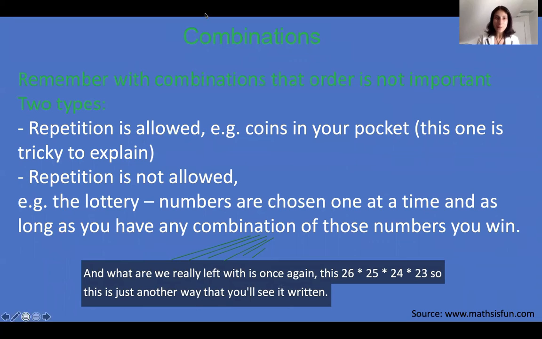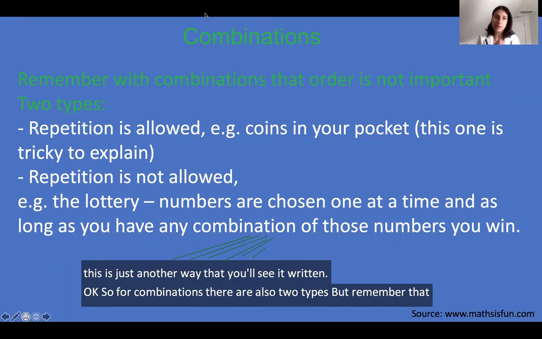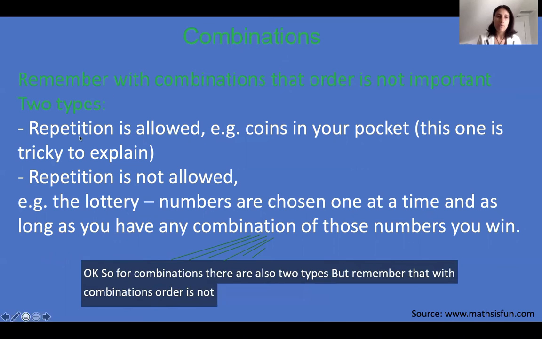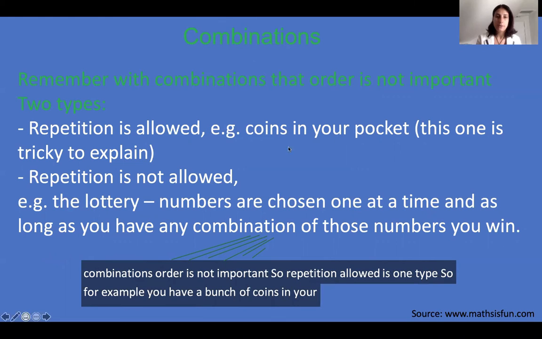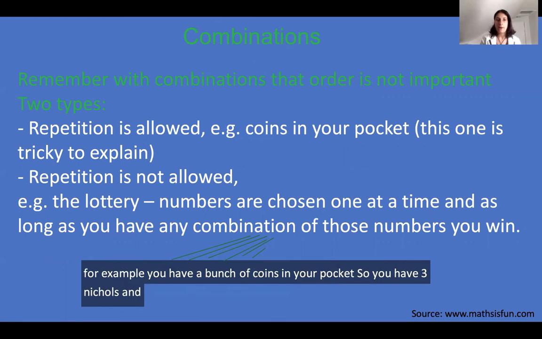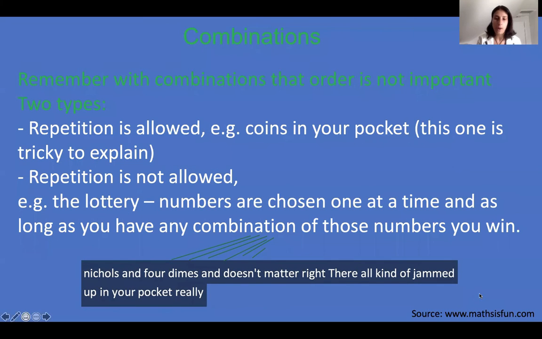Okay, so for combinations, there are also 2 types. But remember that with combinations, order is not important. So repetition allowed is one type. So for example, you'd have a bunch of coins in your pocket. So you'd have like 3 nickels and 4 dimes, and it doesn't matter, right? They're all kind of jammed up in your pocket. It really doesn't matter the order in which you have them.